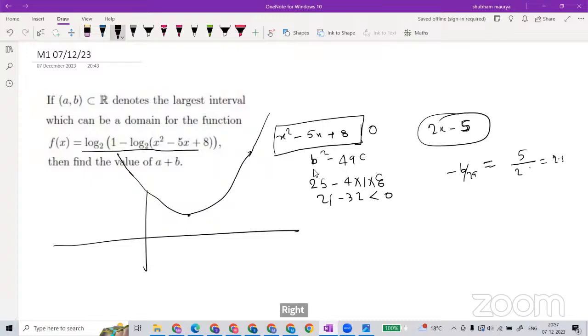Yes, sir. At 2.5, suppose 2.5 is there. This is 2.5. So it is always positive. It will be never negative. So for all x, it is going to be positive. So this log is defined for all x.